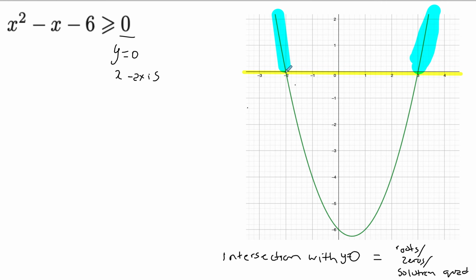This precisely happens when, so notice we're looking at when the graph is going this way, so we're looking at when x is less than or equal to -2, and when x is bigger than or equal to 3. So we're looking at all these values. Because if I pick anything between them, I'm going to get the graph getting negative y values, or below 0. So the graph is bigger than or equal to 0 when x is less than or equal to -2 and when x is bigger than or equal to 3.